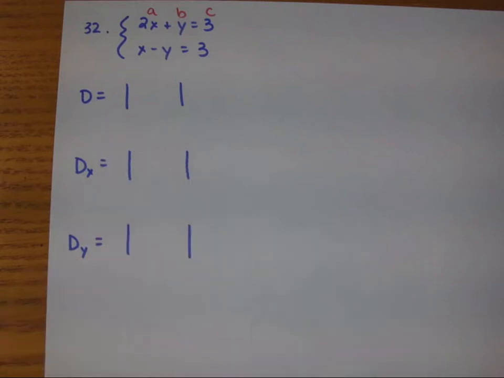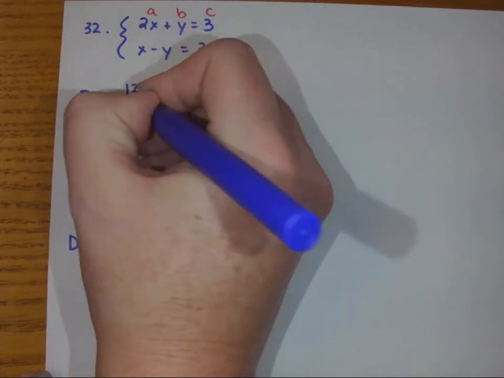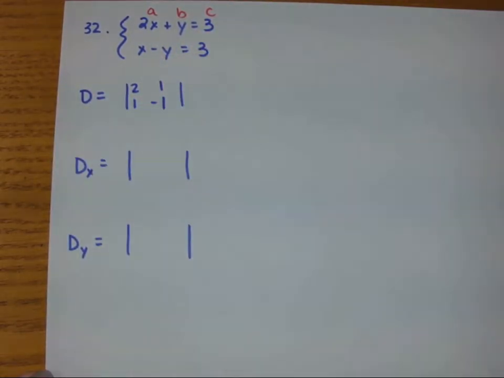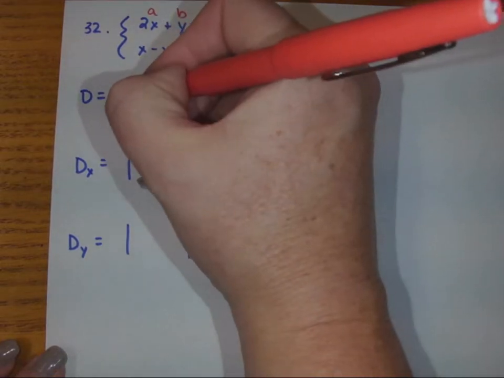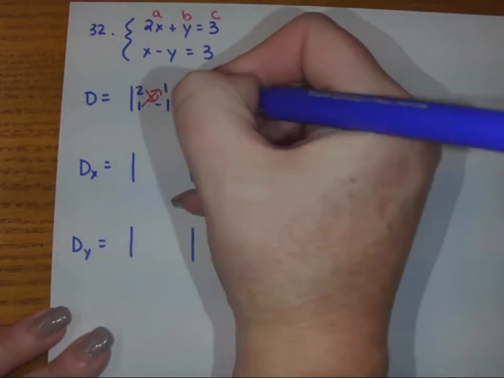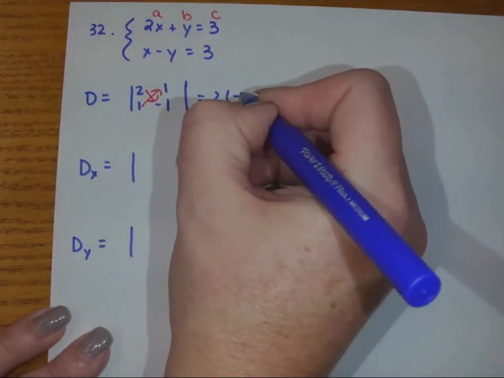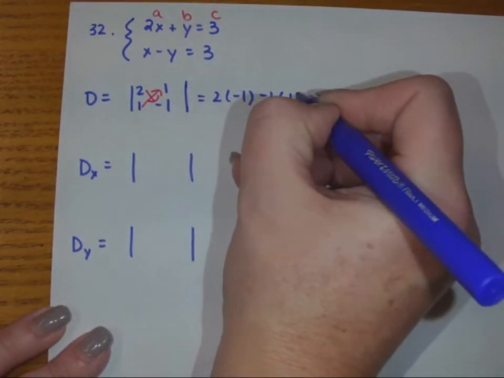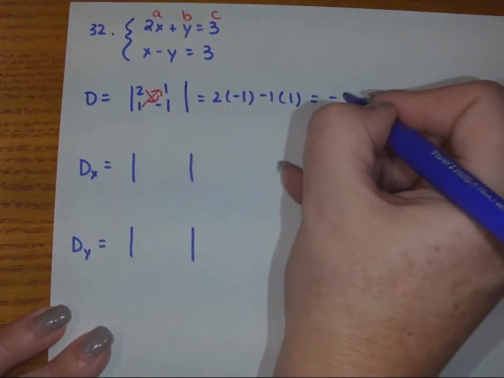Okay, so for the D determinant, you would do just what your formula hint says. You're going to do A's followed by B's. And then remember, you need to remember how to do this. So you do this times this minus this times this for any determinant. So you're going to do 2 times -1 minus 1 times 1. So -2 minus 1 is -3.